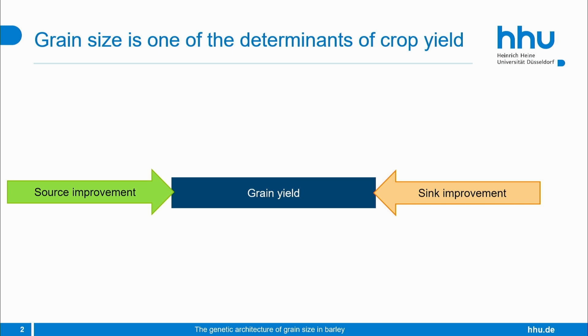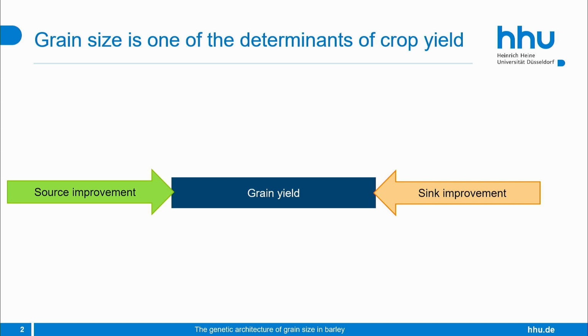The main objective of cereal research is to improve grain yield under optimal and suboptimal conditions. In our group, we work on both source improvement and sink improvement to achieve this goal. In terms of source improvement, we mainly focus on photosynthetic efficiency and the macro- and microscopic traits associated with it.